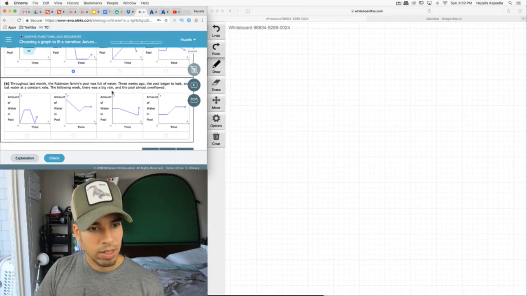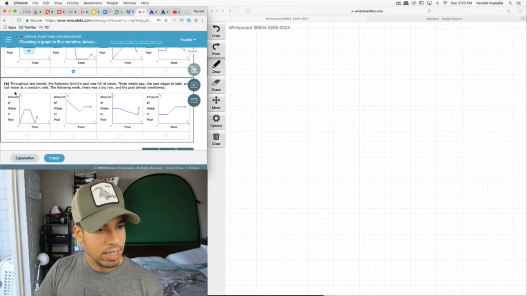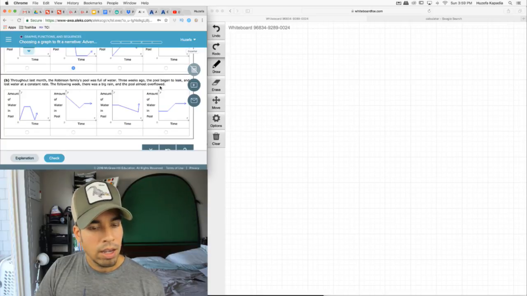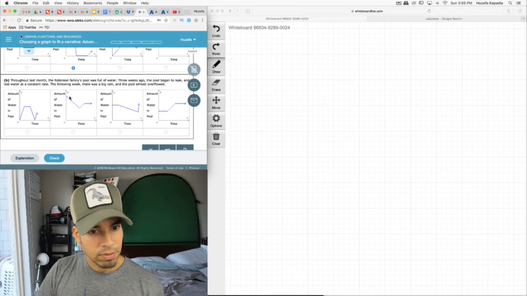Throughout last month, the Robinson family's pool was full of water. Three weeks ago, the pool began to leak and it lost water at a constant rate. So we're starting off with going down, right? And the following week, there was a big rain and the pool almost overflowed. Now let me see here. I think this one's it.